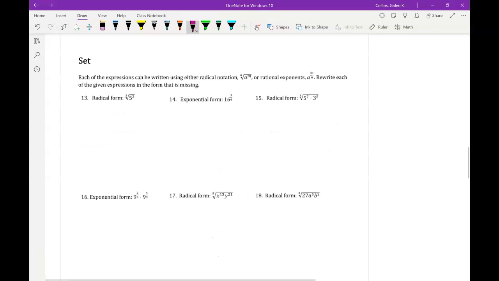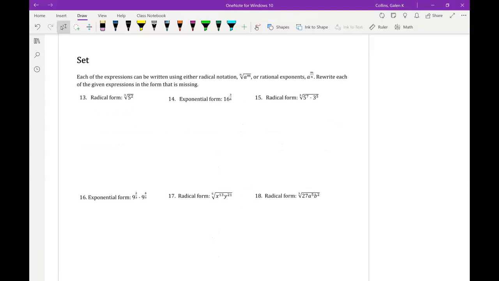Okay, the set problems are not going to relate to the lesson we did in class today, but they're going to go back to those properties of powers from before fall break. So you might want to look at that reference sheet, but we do need to internalize and understand those properties. So each of the expressions can be written using either radical notation or rational exponents. So rewrite each of the given expressions in the form that it is missing.